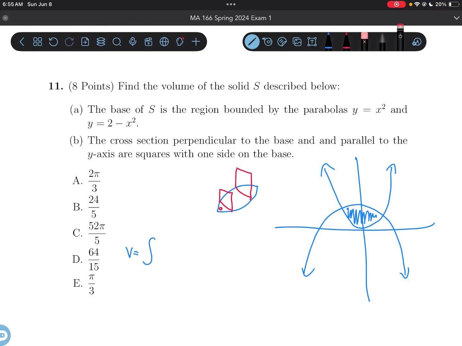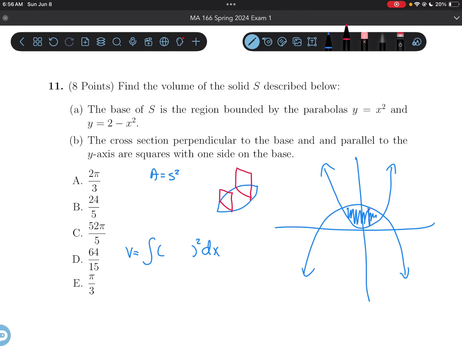The length of the bases of these squares would then be changing relative to the x-axis. So we're going to have dx as our integrand, and then the area of a square is given by s squared. So we just have to find the side length of the square and then square it. Now we just have to find the value of s.